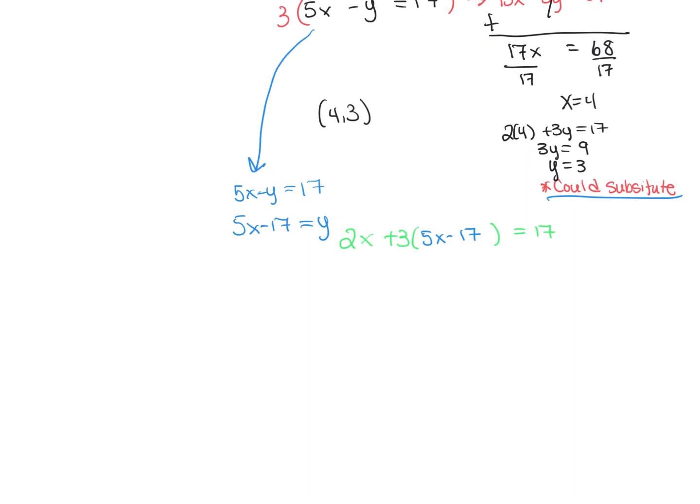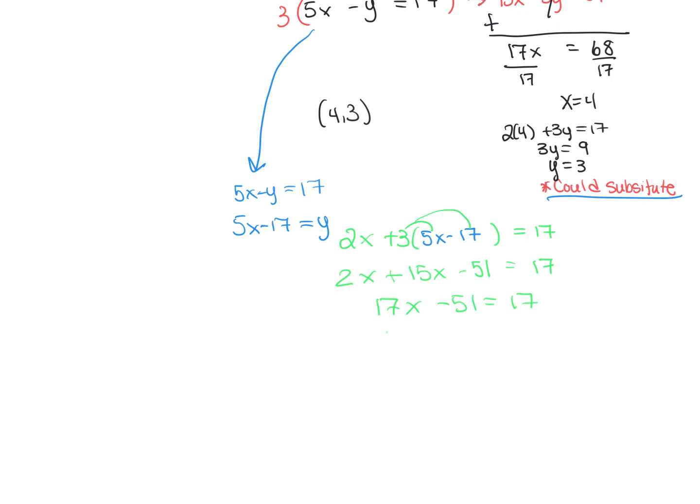And so when I do this, I get 2x plus 15x minus 17 equals 17. Oops, nope. Sorry, I didn't distribute right here. Let me fix that. Sorry, I forgot to distribute to both terms. So then I get 17x, because I've added the two x's together, minus 51 equals 17.